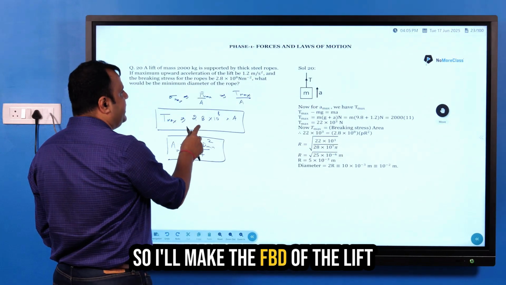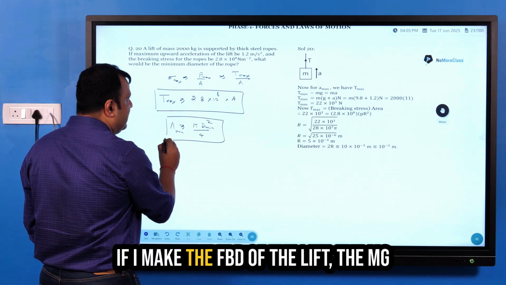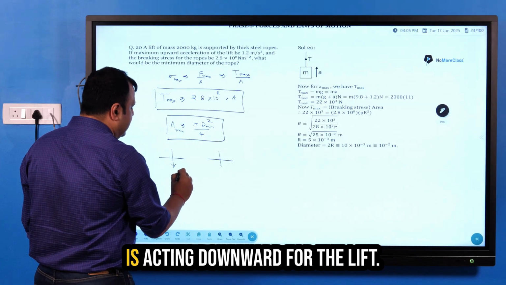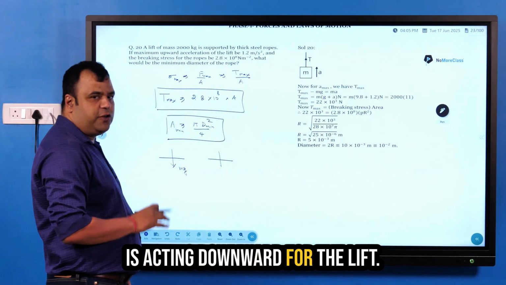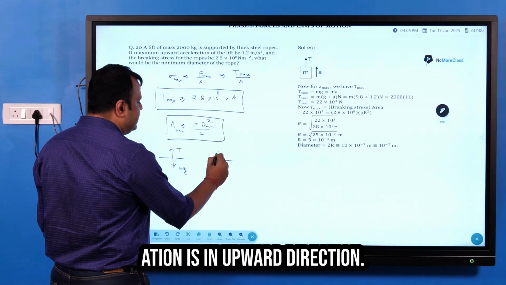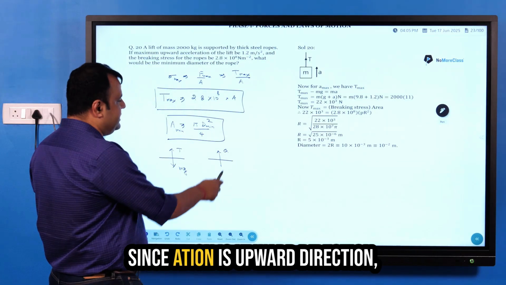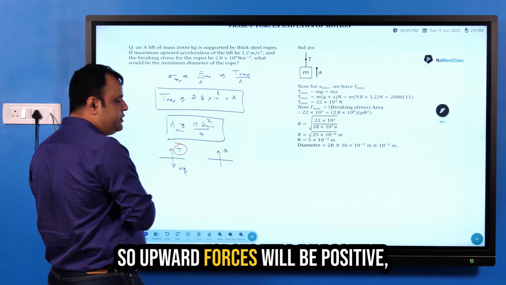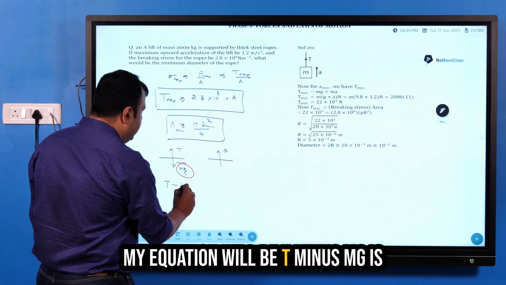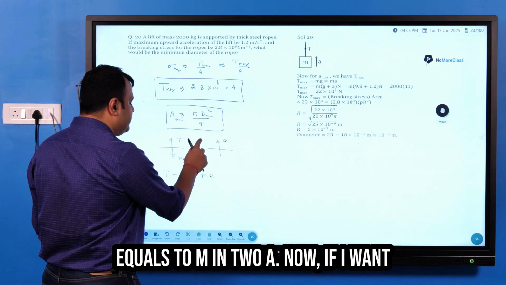So I'll make the FBD of the lift. In the FBD of the lift, mg is acting downward. Tension will be acting in the upward direction and the acceleration is in the upward direction. Since acceleration is upward, upward forces will be positive, downward will be negative. So my equation will be T minus mg equals m into a.